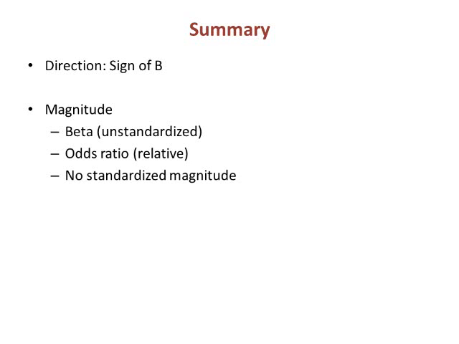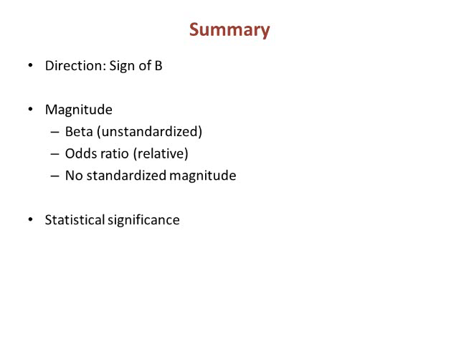Let's summarize how the characteristics of an inferential statistic are present in a binary logistic regression. First, the sign of the beta is the direction. The beta provides an unstandardized magnitude, but it is hard to interpret. The odds ratio is often used instead, but it is a relative magnitude, not a standardized one. There is no standardized magnitude, so terms like weak, moderate, and strong cannot be applied.